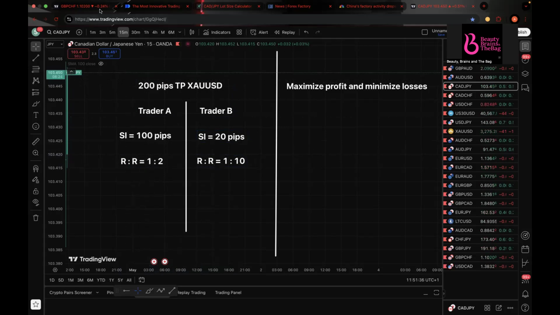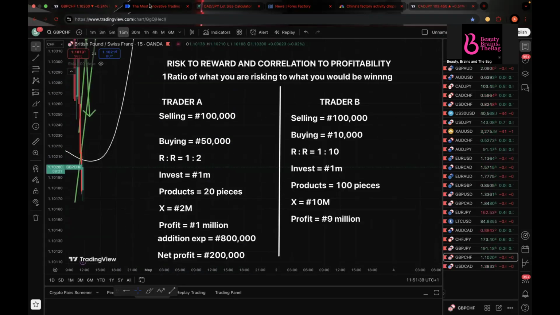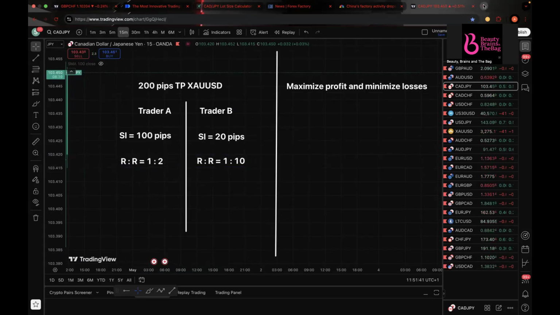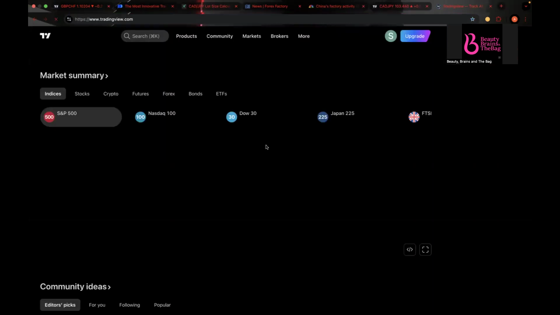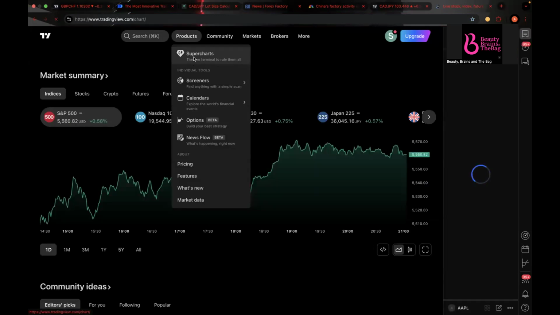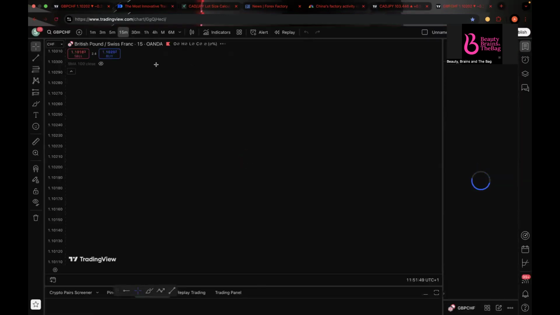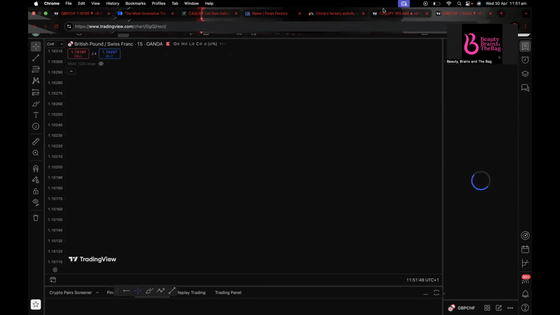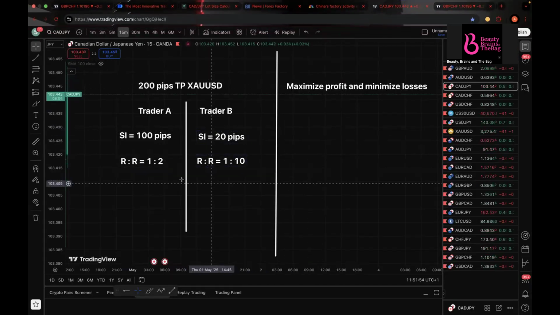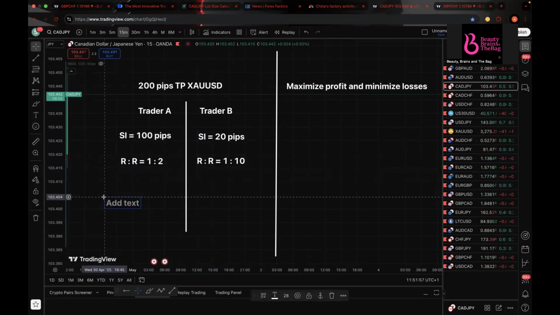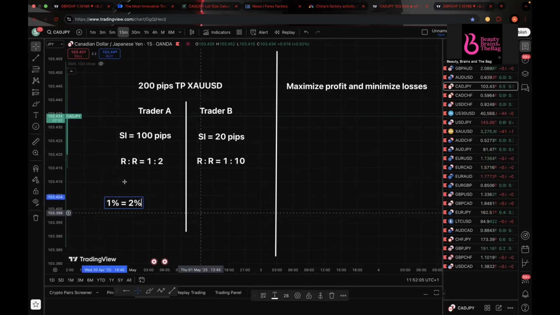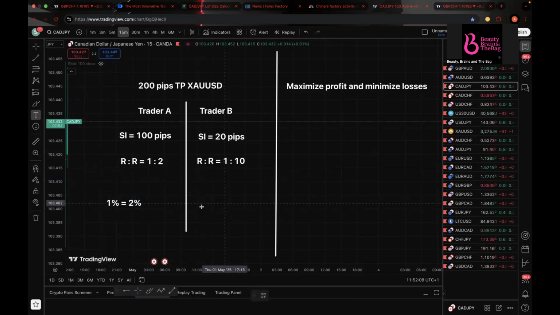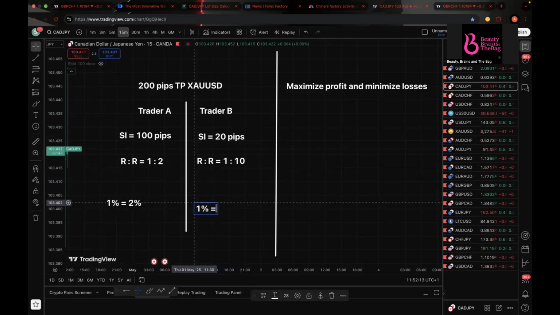If you notice, that's how I always trade my MT4. My risk to reward ratio is always high. So now I can lose two trades or three trades. Let's assume on each of the trades, I'm risking 1%. So that means this person is risking 1% to get 2%, while this person is risking 1% to get 10%.